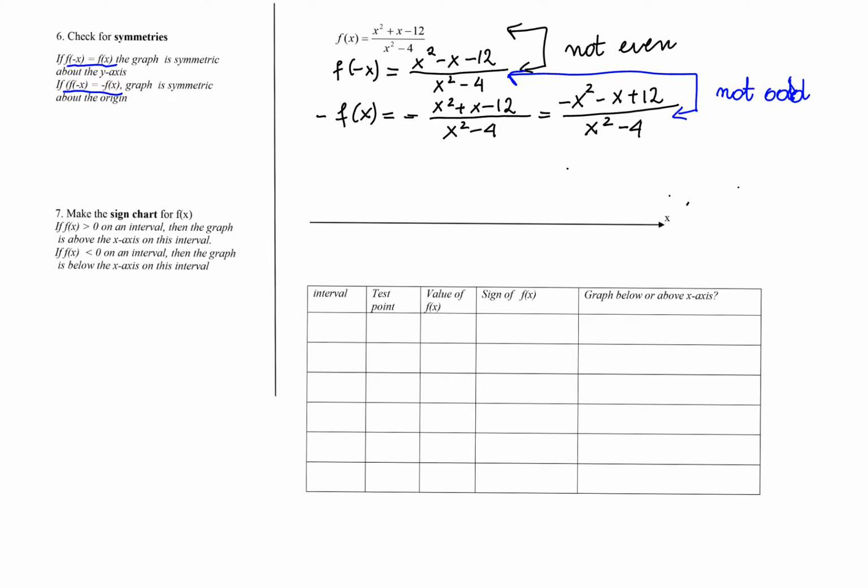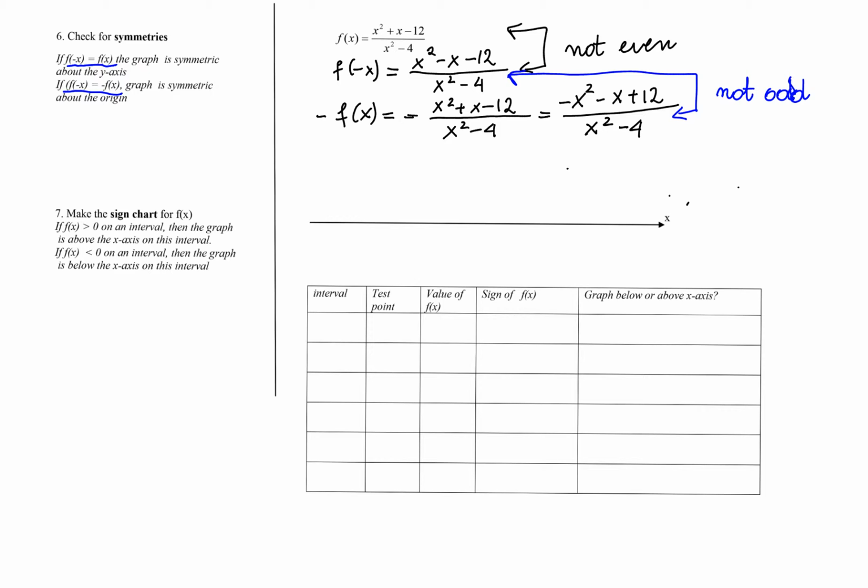Step 7 is to determine on what intervals the function is positive and on what it is negative, which tells us whether the graph of the function is above the x-axis or below the x-axis. So we are making the sign chart for function f of x.